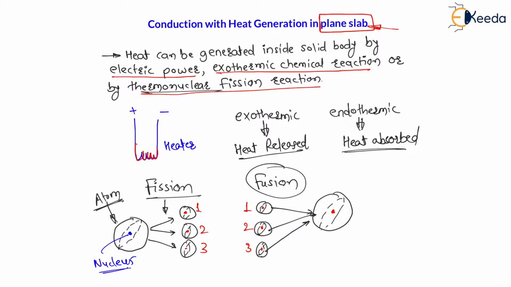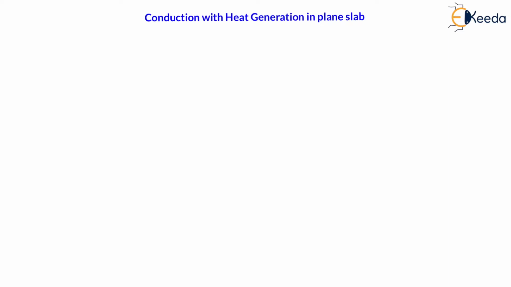That means when a number of molecules join together, it is called a fusion reaction, and when one molecule splits into a number of molecules, it is called a fission reaction. During both nuclear reactions, a large amount of heat is released, and the same heat is nothing but heat generated within the solid body. Now, in this lecture we will see heat generation within a plane slab.